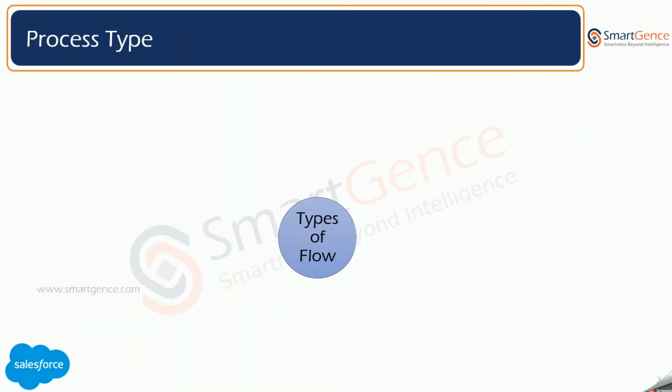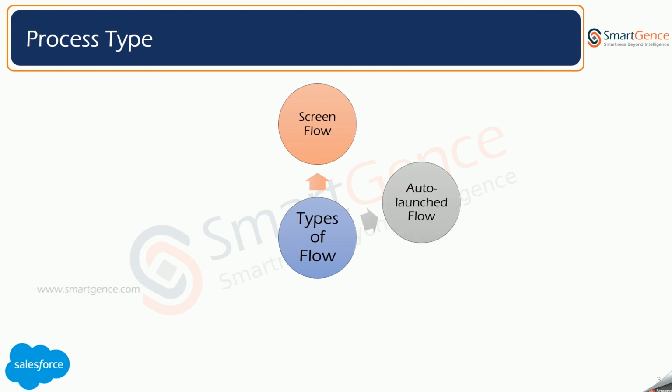Right. So there are different flow types. Firstly, a screen flow. A screen flow is nothing but where you would be asking the user to enter some values using a screen. By defining a screen with those values or data, we'll be processing it up. So that is what a screen flow is. And an auto launch flow is nothing but we can trigger a flow from Apex class or something like that. So those flows are known as auto launch flows.